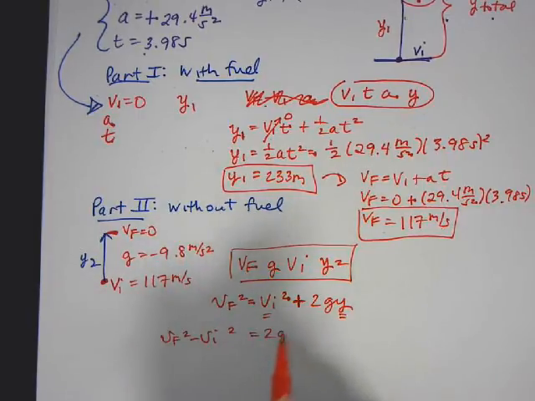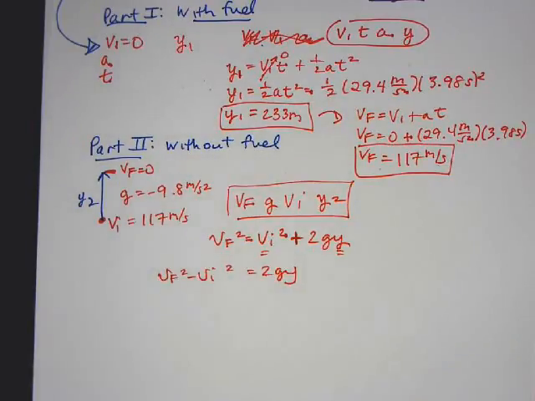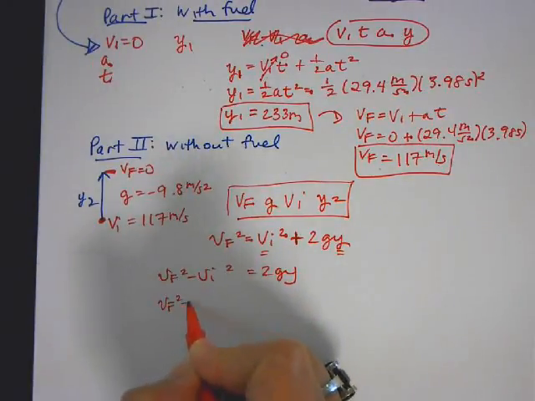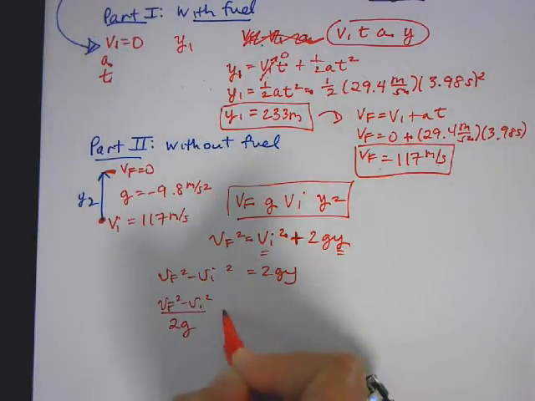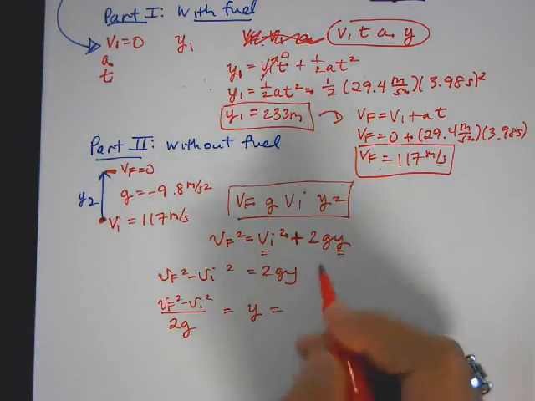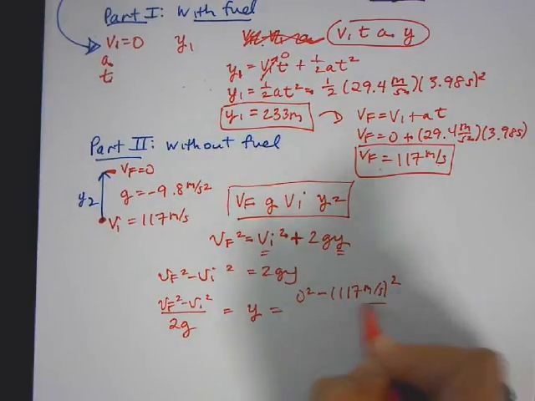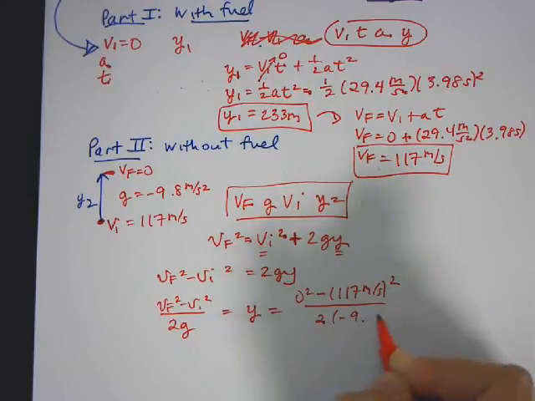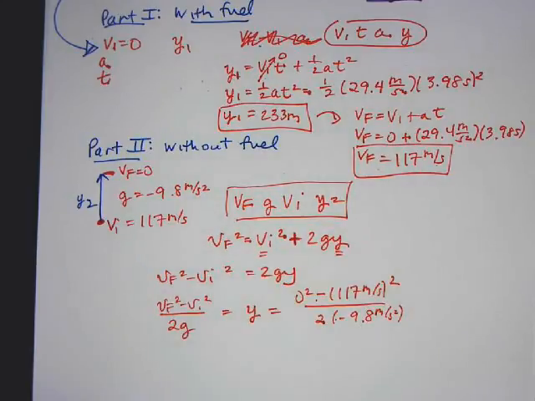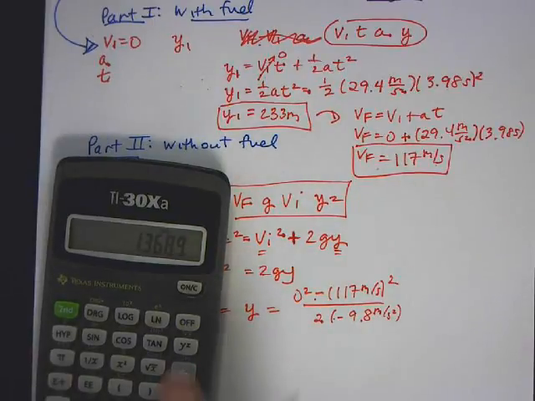But remember, I want to get the Y by itself, so I'm going to divide both sides by 2G. It's important to know order of operations in math. So I'm going to have VF squared minus VI squared over 2G is equal to Y. So now I'll substitute my values in. VF is 0, minus VI, which is 117 squared, over 2 times negative 9.8. Now what you'll see is that this negative and this negative are going to cancel. So now I'll have 117 squared divided by 2 times 9.8, which is 19.6.